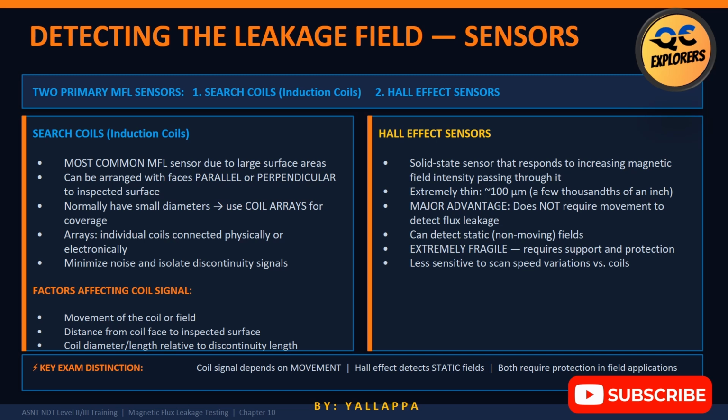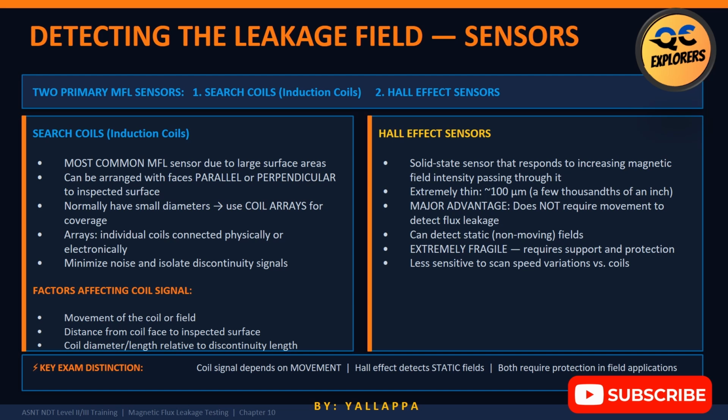This question appears repeatedly in certification exams. Which MFL sensor requires movement? Answer: search coil. Now let me show you how this works in the field. Imagine you are scanning a storage tank floor. As the scanner moves across corrosion pits, magnetic flux changes rapidly around the coil. That changing field induces electrical signal. Signal amplitude depends on many factors. Coil movement speed, lift-off distance, coil size, number of turns, orientation to defect.